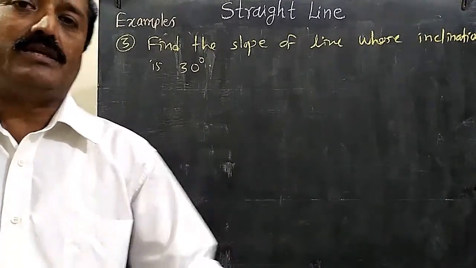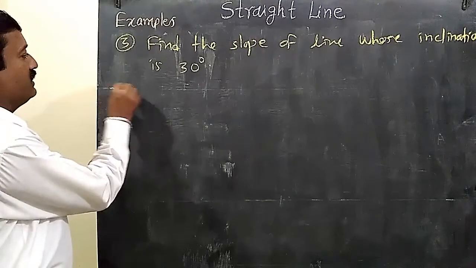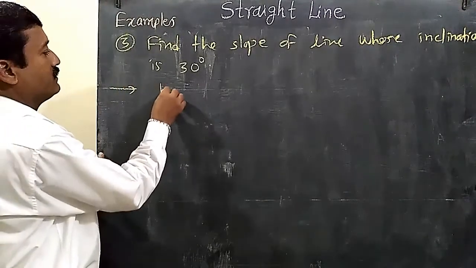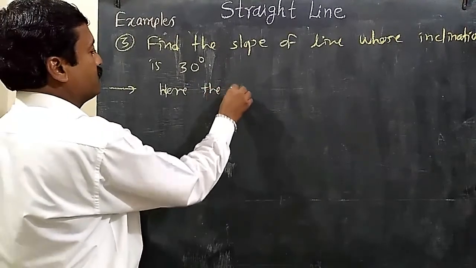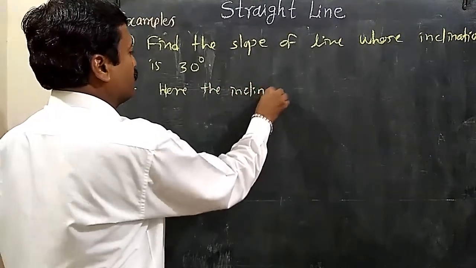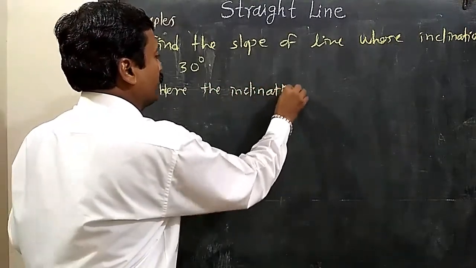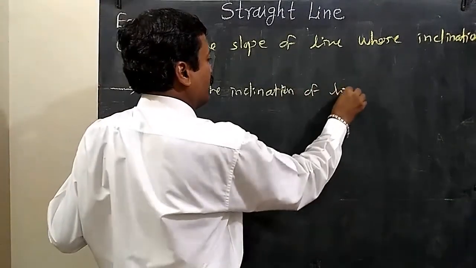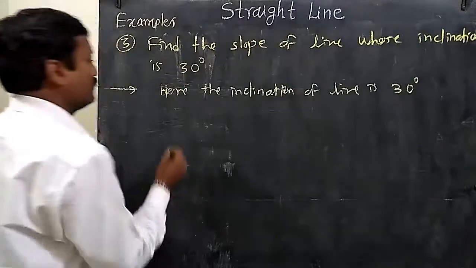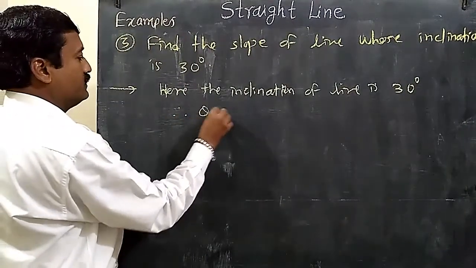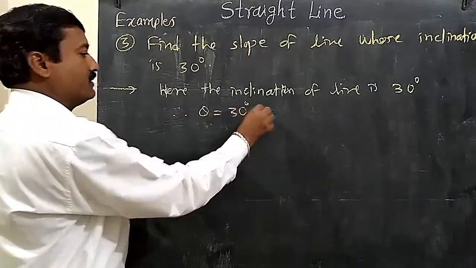In this example, the inclination of line is given. What is meant by inclination? Here, the inclination of line is 30 degree. Therefore, theta is equal to 30.